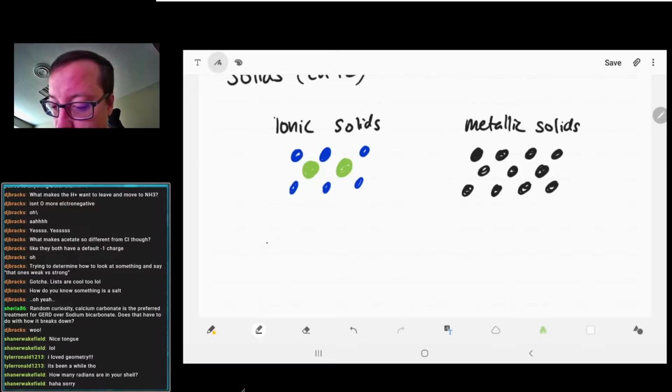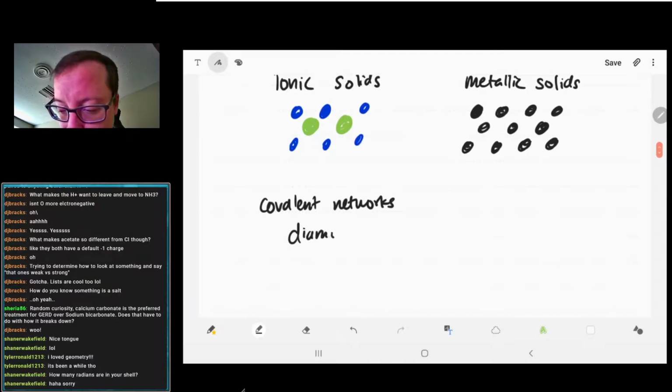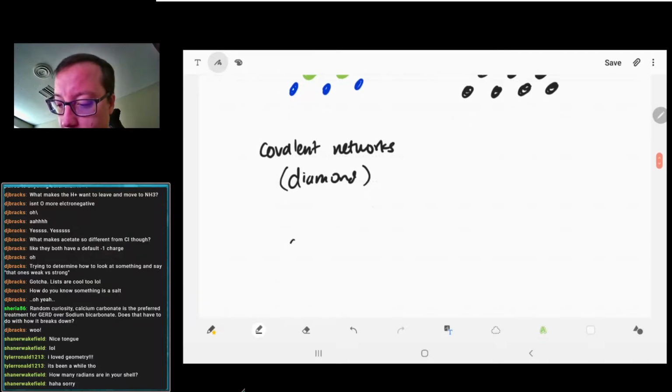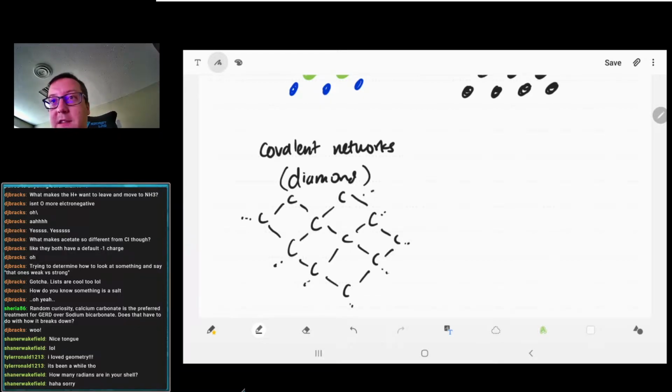We also have covalent networks, which is something like, for example, diamond, where we just have these big networks of carbons all bonded to each other, something like this. It's a really big, completely covalent structure with tons and tons of atoms. These would all be connected to other carbons, and we would have massive networks like this, and things like that will be solid.